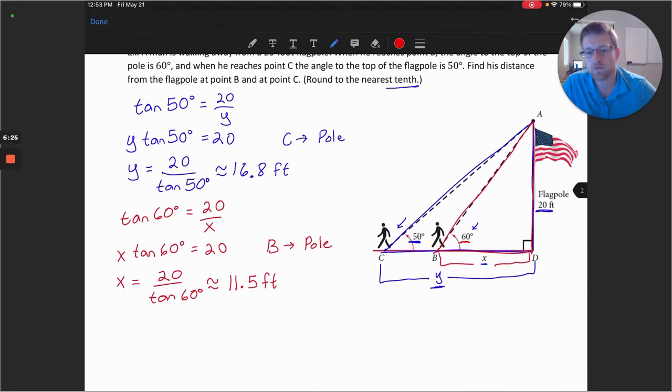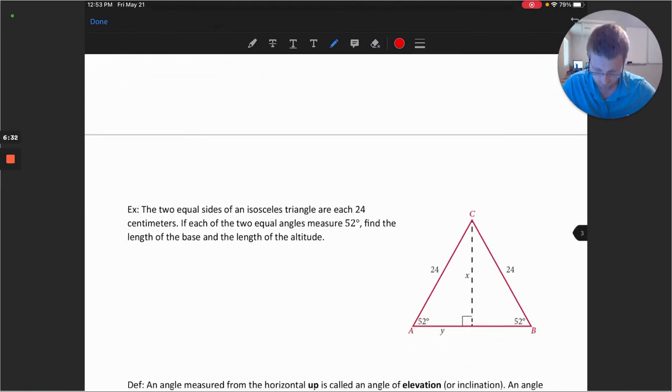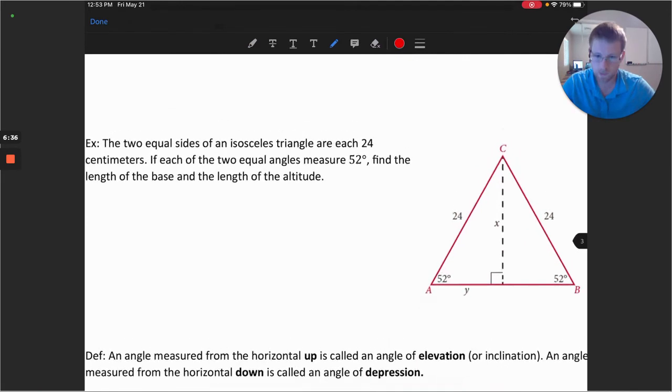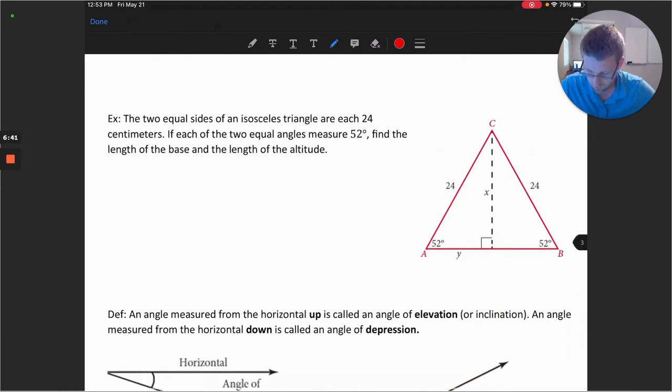All right. So now that that's complete, we'll take a look at a second example. This one is looking at an isosceles triangle. So the two equal sides of an isosceles triangle are 24 centimeters. That's shown in our picture. If each of the two equal angle measures are 52 degrees, we want to find the length of the base and the length of the altitude.